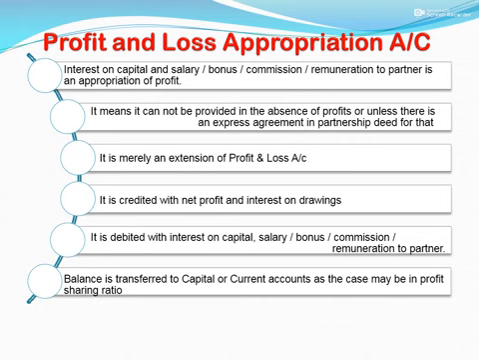Next, it is credited with net profit and interest on drawings. It means when we prepare the profit and loss appropriation account, on the credit side, at first we will write net profit which we get in the profit and loss account, and then on the credit side we will write down interest on drawings which a firm charges from its partners.